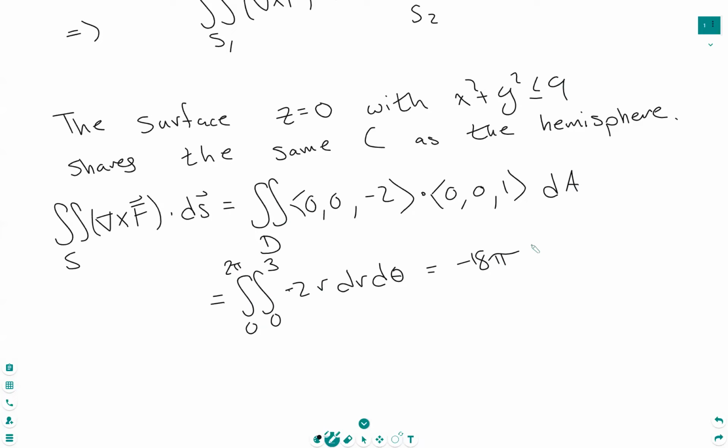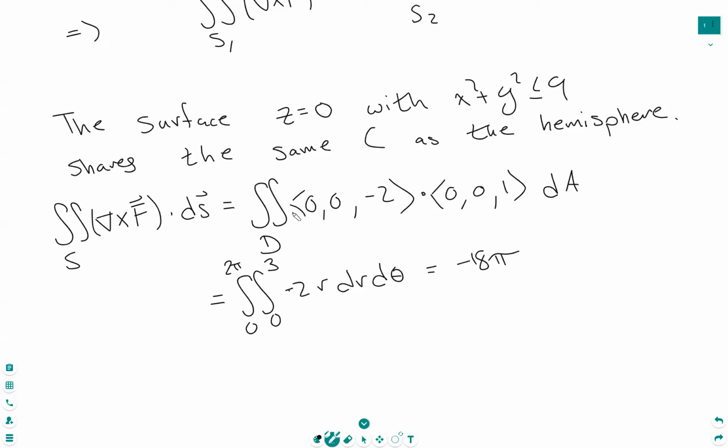That to me is a lot easier. I don't even need to worry about projecting in this case, because the surface is in fact just a flat plane, so I can just do an area integral of it. And we've seen that before. If we are trying to do a surface area integral over a plane that lies on a coordinate plane, the projection is itself, and it just becomes an area integral.